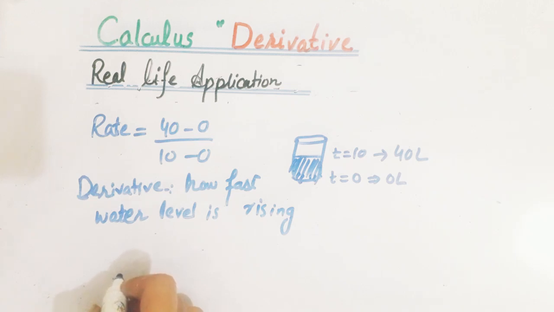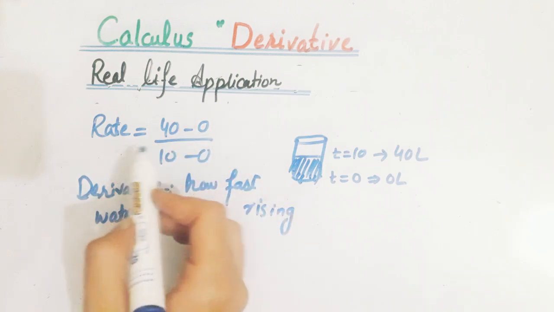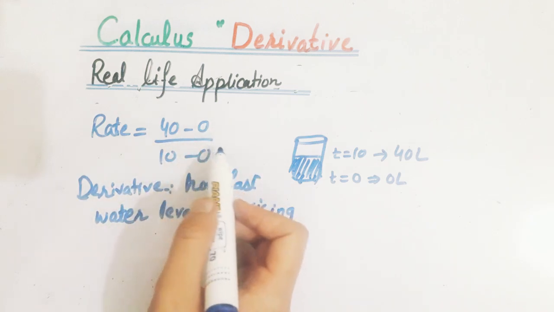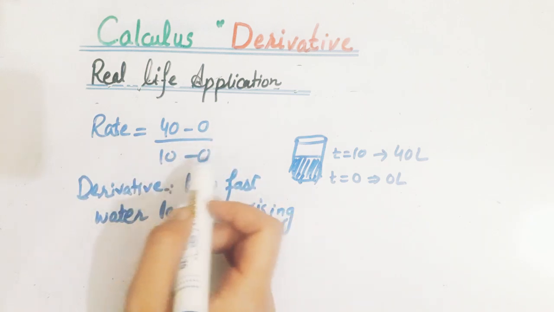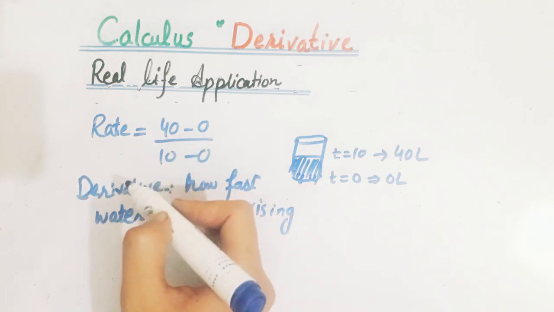Now in this video you understood that derivative means how fast something is moving or changing. It is the slope of the curve. We have used limits to calculate it and it is used in science, business, engineering, everywhere.